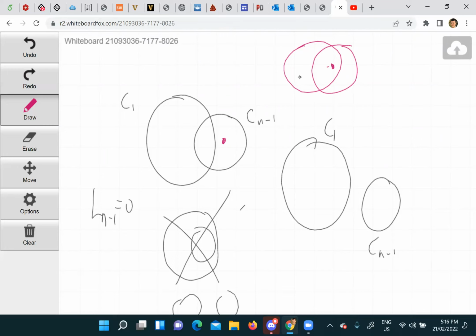Therefore, the left wall would be n minus 1 plus 1.